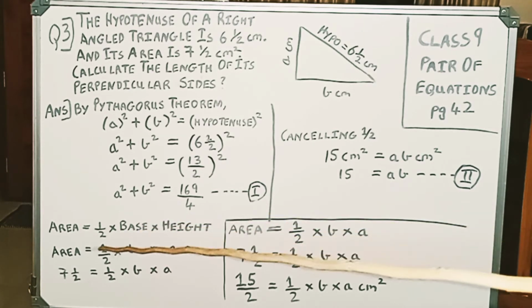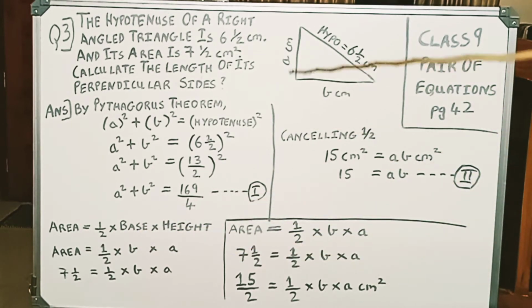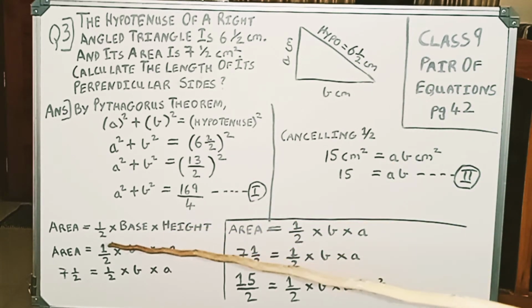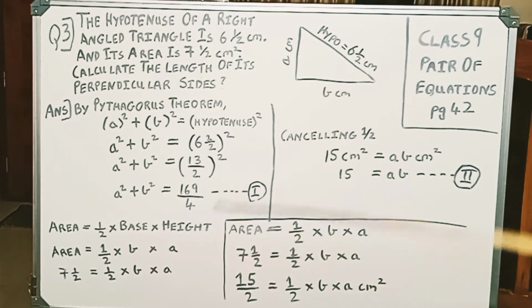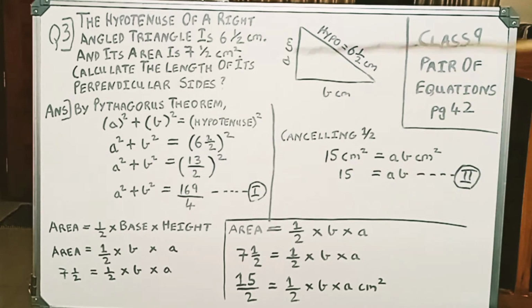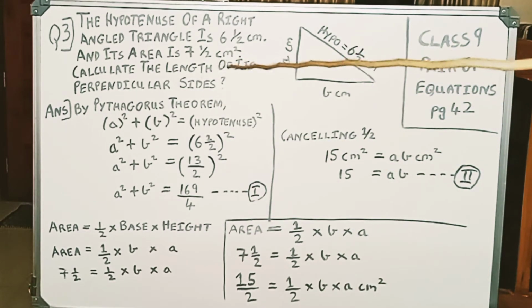Now we are already aware, we had learnt in area, that the area of the right angle triangle is half base into height. Here the base is B centimeter and the height or the altitude is A centimeter. So area is equal to half into B into A, for base we have taken B, and for altitude or height we have taken A, where the area can be written as 7.5 centimeter square.